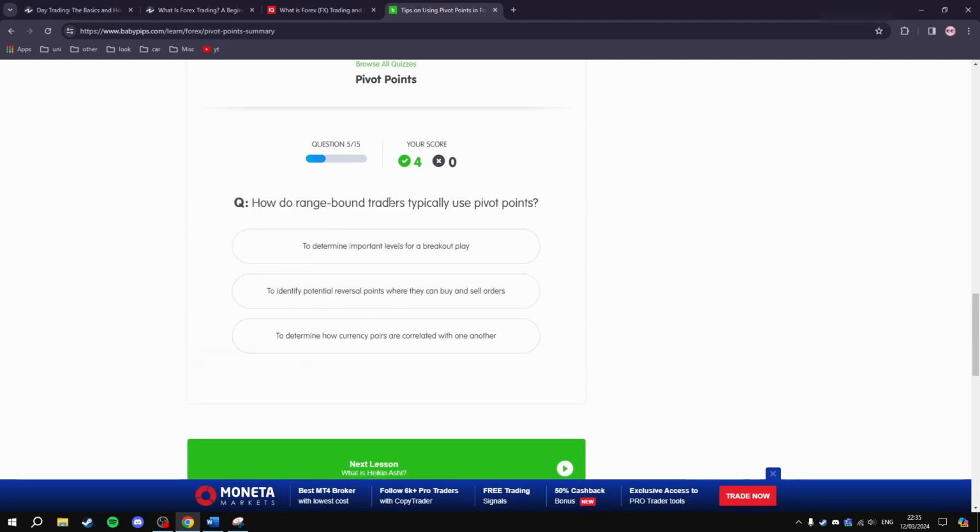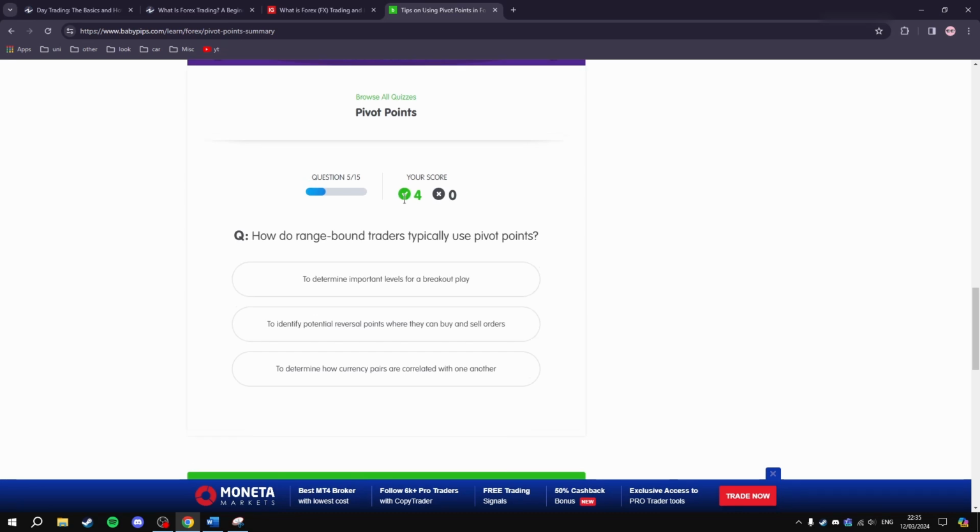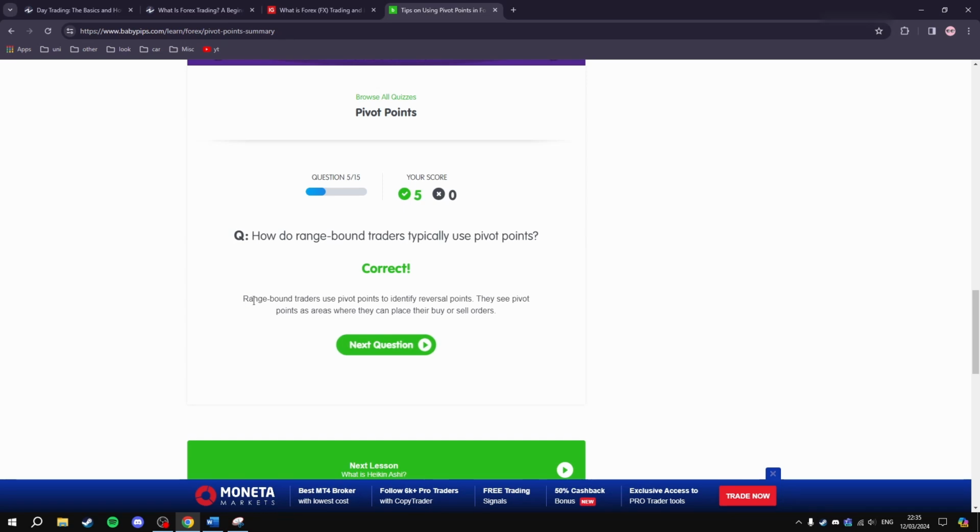How do range-bound traders typically use pivot points? Range-bound traders use pivot points to identify potential reversal points where they can place buy and sell orders. They see pivot points as areas where they can place their buy or sell orders.